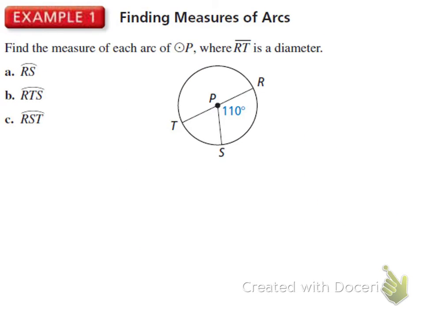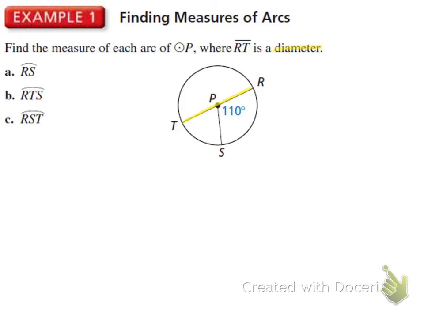Find the measure of each arc of circle P, where RT is a diameter. Anytime you see the diameter, just highlight it. So I'm going to take a second and highlight the diameter. This tells me the circle has been cut in half, which means the top half is 180, but it also means the bottom half is 180. Okay, so it's just something easy to remember. You can label them as 180, 180, or you don't have to.